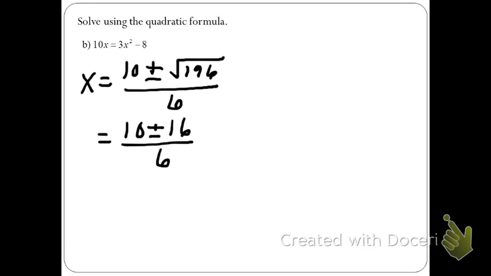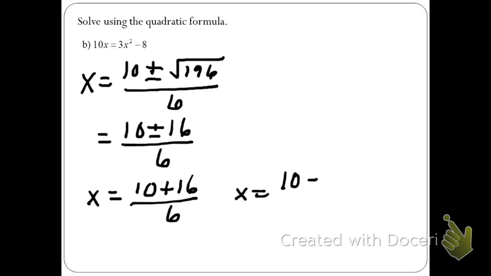And since we don't have a radical anymore, we don't really have any choice but to go ahead and just separate this into two problems and then simplify. Let's make this x equals 10 plus 14 divided by 6, and also x equals 10 minus 14 divided by 6. So we get 24 over 6, which is 4, and negative 4 over 6, which is negative 2 thirds. Okay, now you could write that as a decimal to 3 significant figures if you like, but those are the two exact values.